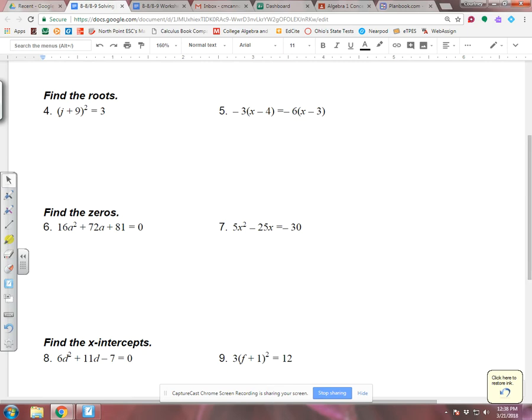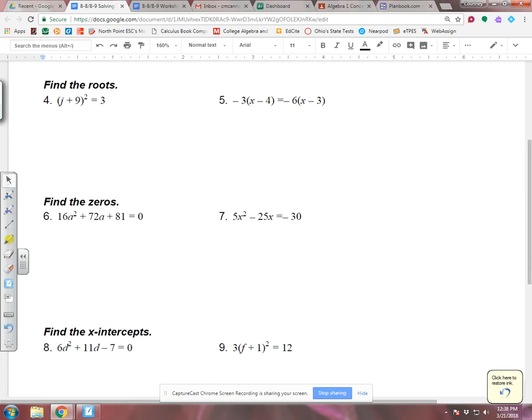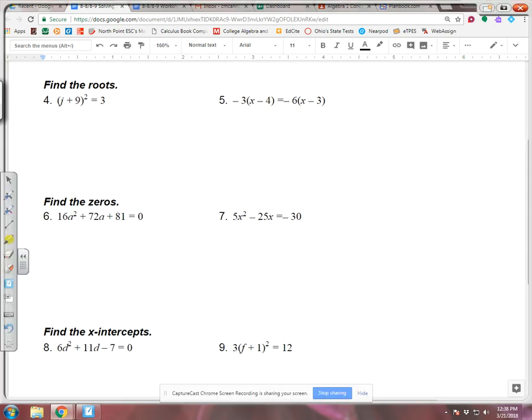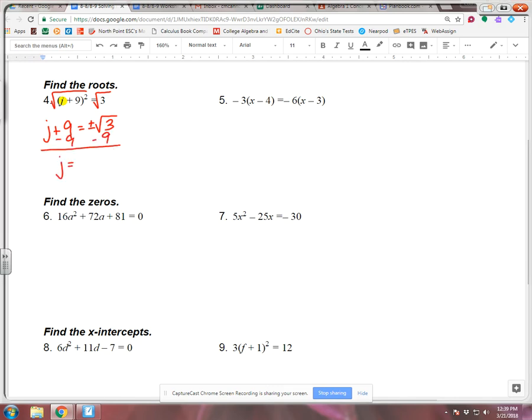Looking at number 4, now the directions say find the root. Finding the roots is still just solving it, folks. It means the same thing as finding the solution. So you'll notice that we only have a regular j, so I can just isolate this. The first thing I need to get rid of is that squared, so we'll square root it. 3 is not a perfect square. It's a big old decimal, so we're going to leave it as plus or minus the square root of 3. Now we got to get rid of that 9. So my final answer here will be plus or minus the square root of 3 minus 9.